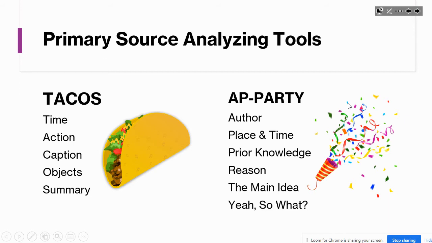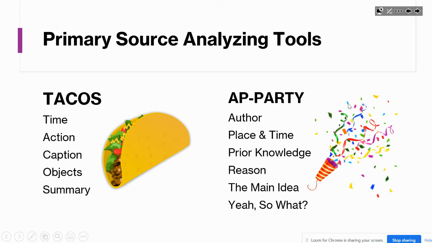AP Party is Author. You're looking for the person that wrote it, Place and Time. You're looking at the Prior knowledge. What do you know about this particular information? What was the Reason behind it? The Main idea, meaning you summarize the entire piece. And then, So what? That's the significance. Why is it so significant to this person or to this group or this civilization? AP Party is usually used for text-based sources.